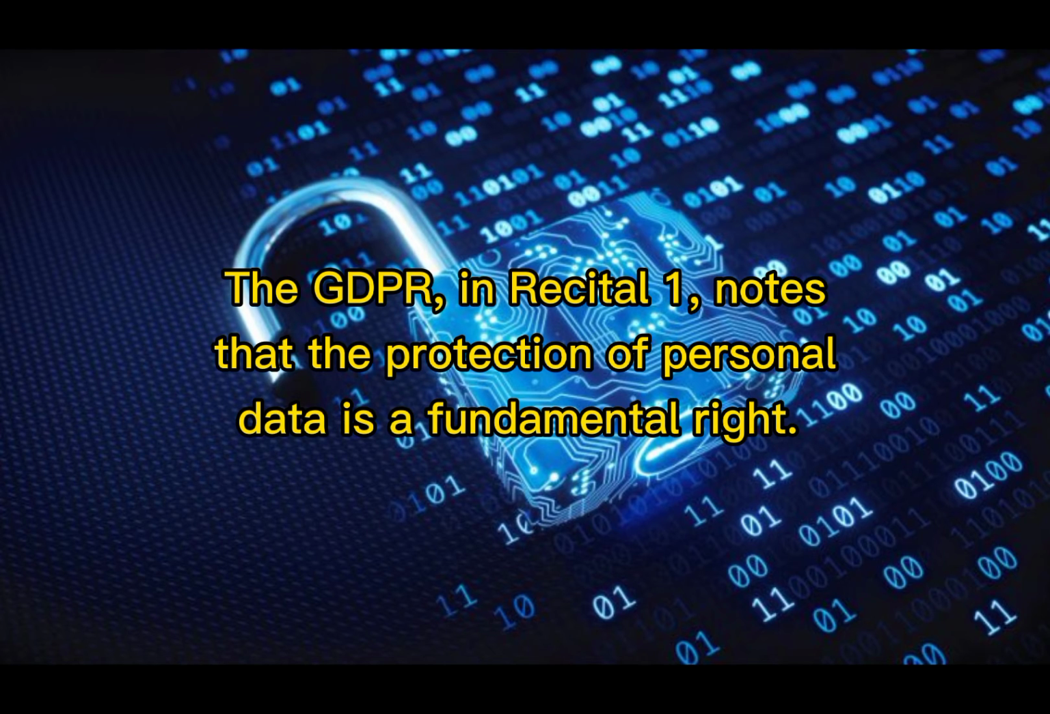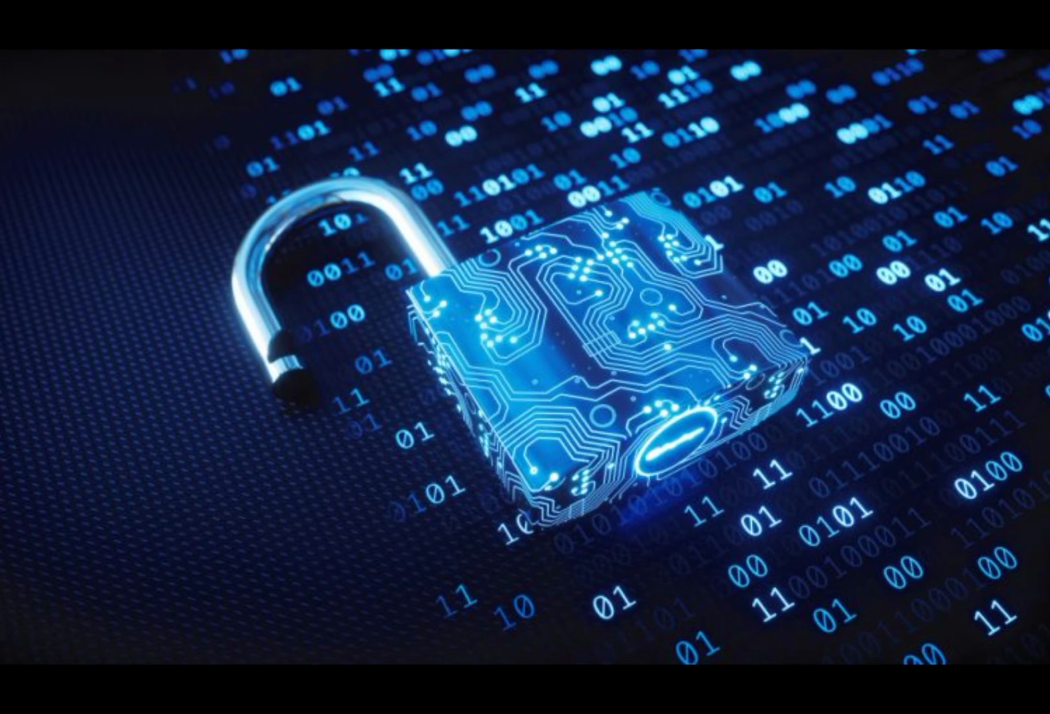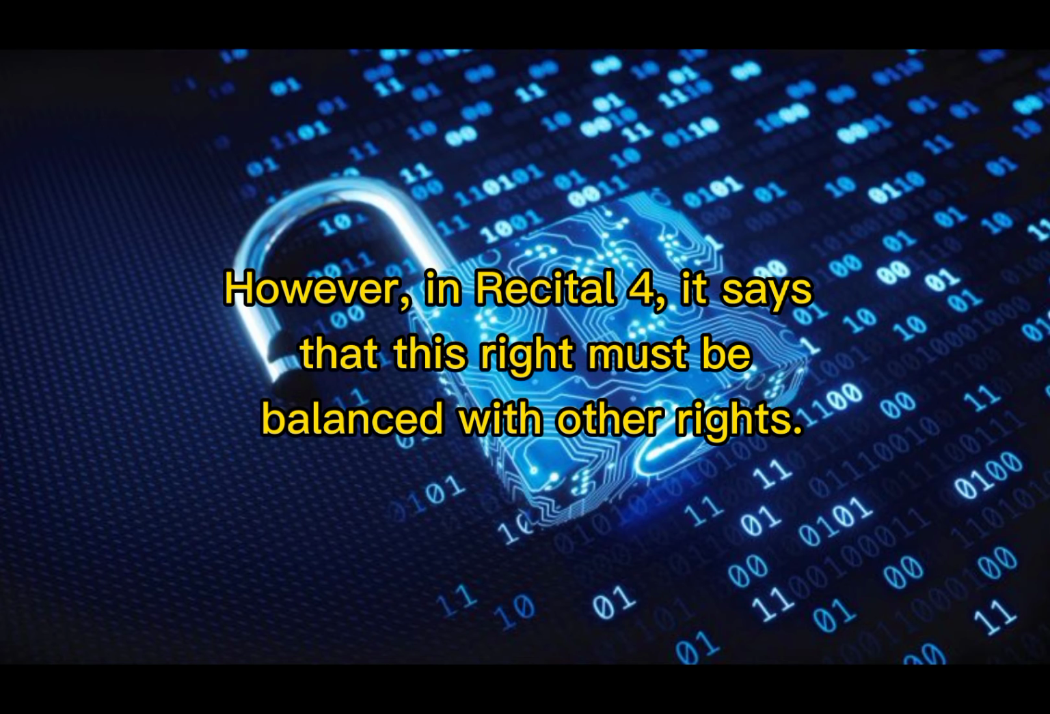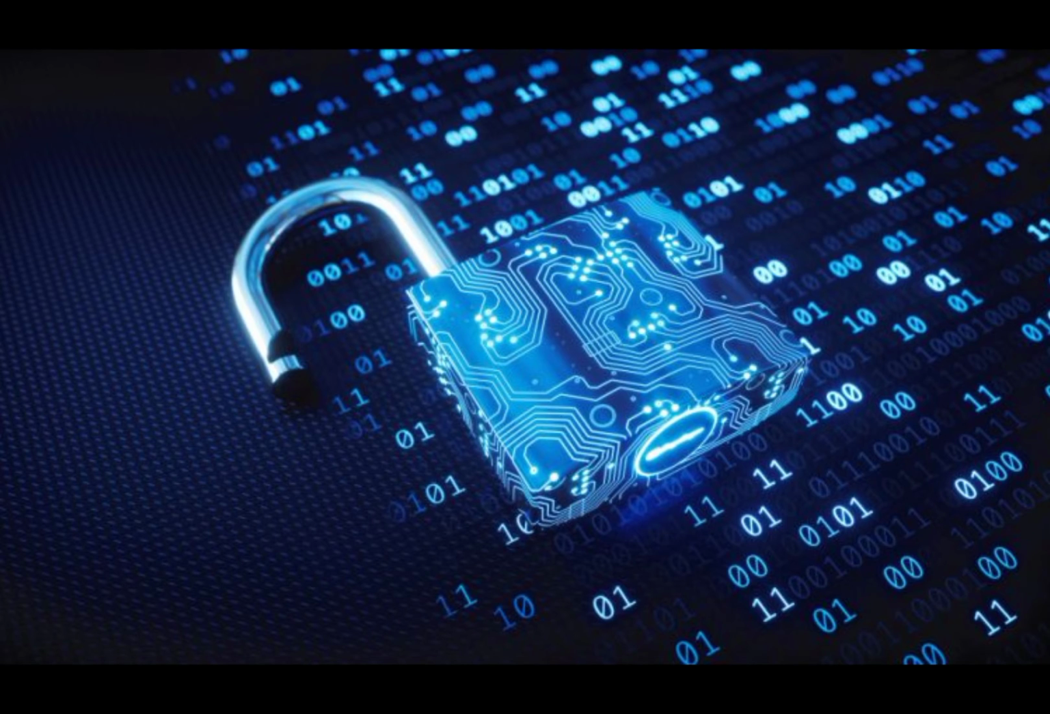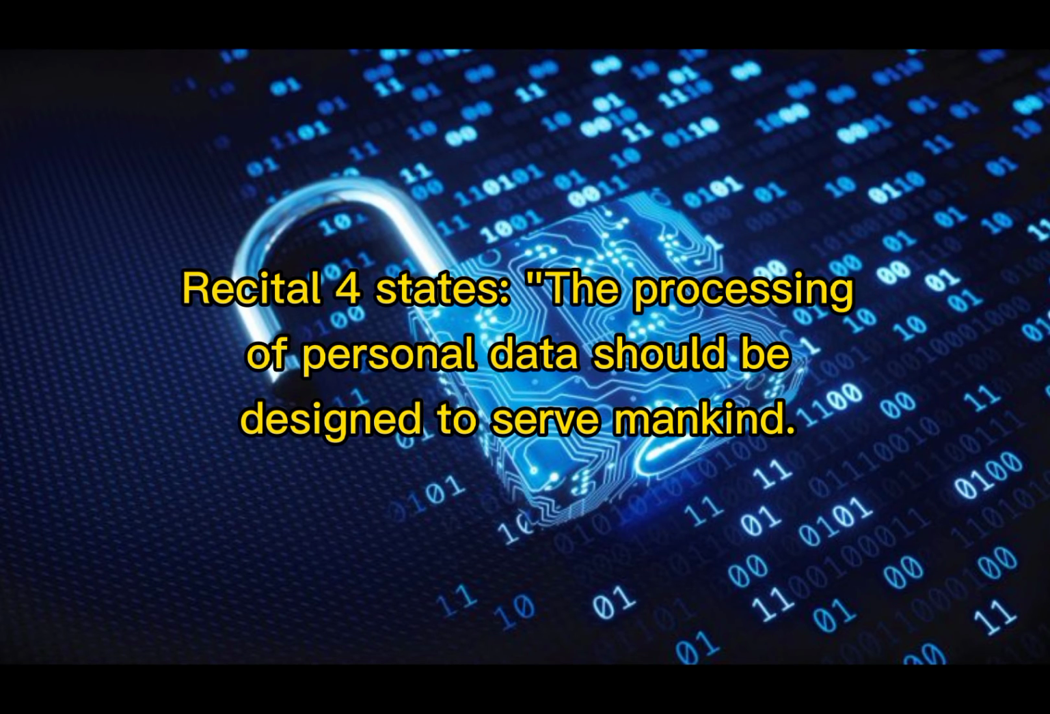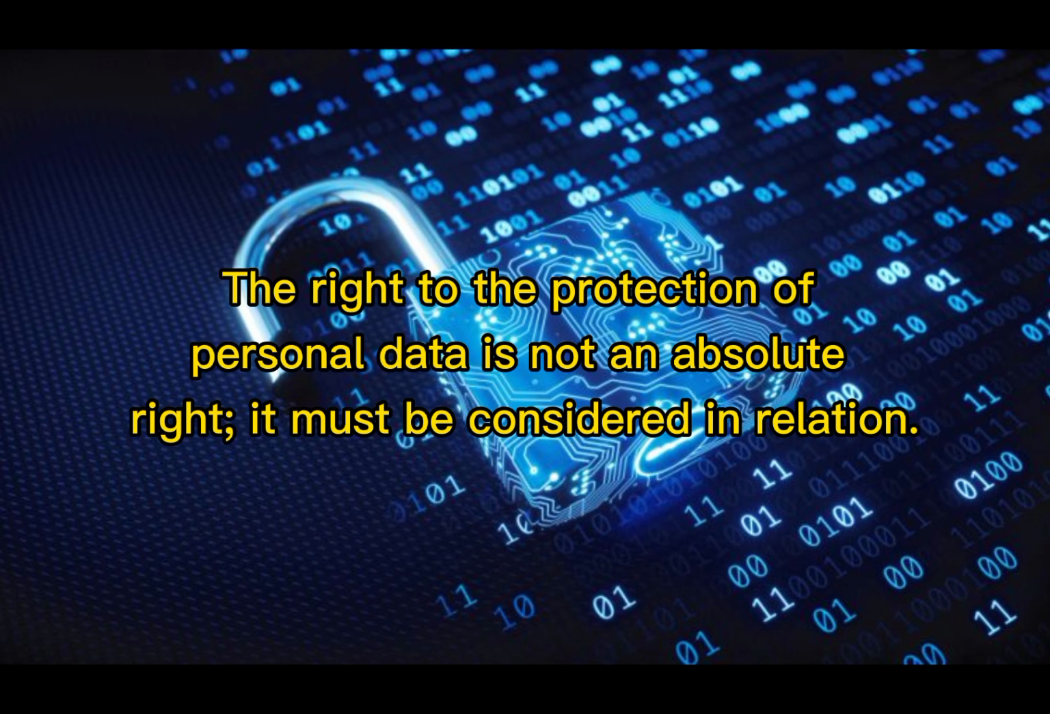The GDPR in Recital 1 notes that protection of personal data is a fundamental right. However, in Recital 4, it says the right must be balanced with other rights. Recital 1 states the protection of natural persons in relation to the processing of personal data is a fundamental right. Recital 4 states the processing of personal data should be designed to serve mankind. The right to protection of personal data is not an absolute right.